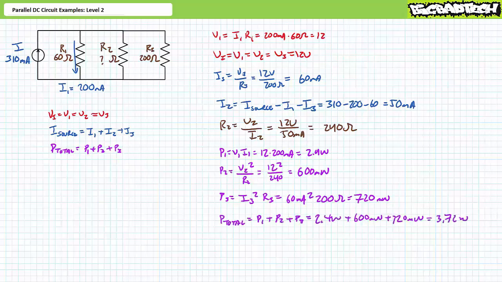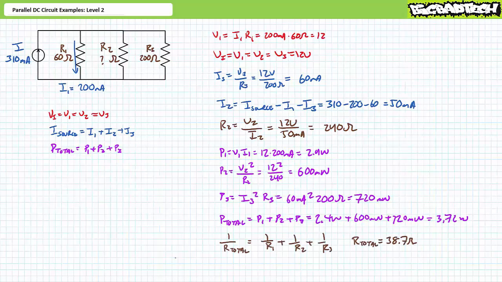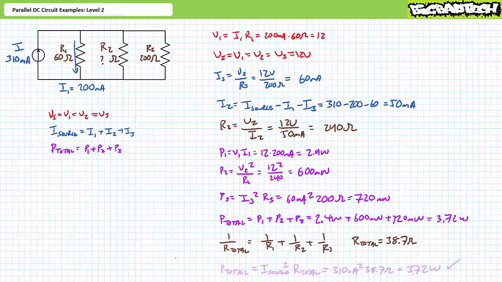Power total equals P1 plus P2 plus P3. Substituting our calculated values demonstrates that total power is 3.7 watts. As a means of checking our work, we could solve for total resistance. The total resistance of a parallel combination of R1 and R2 and R3 is equal to 38.7 ohms. Power total is equal to source current squared times total resistance. Substituting our given values similarly demonstrates total power to be 3.7 watts. I've got a reasonable degree of confidence these answers are correct, and we can end this lecture.